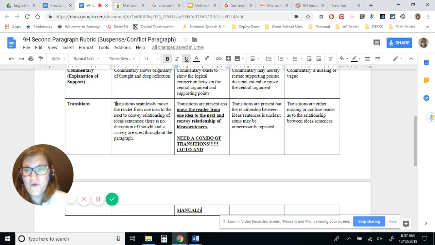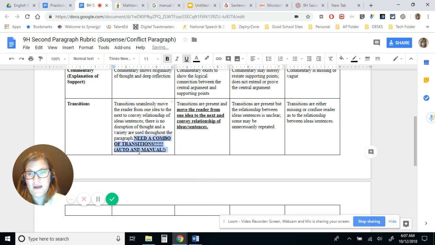And if you want to exceed standards, if you take a look, transitions seamlessly move the reader from one idea to the next to convey relationship of ideas in sentences. There is no disruption of thought and a variety are used throughout the paragraph. So if you want to go beyond just meeting standards, you're going to need to use a combination of automatic and manual. That is absolutely necessary.